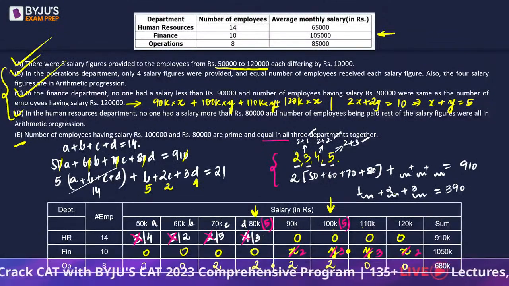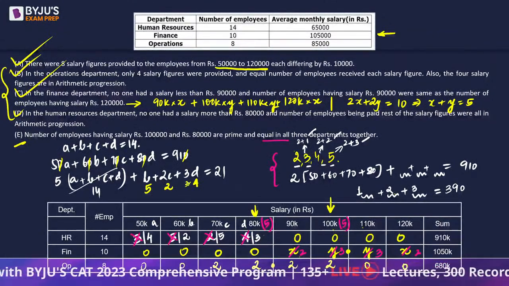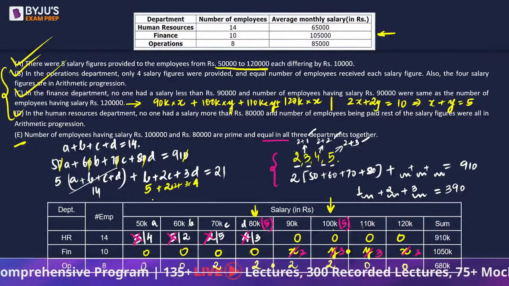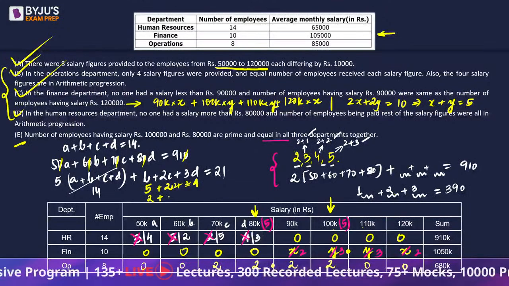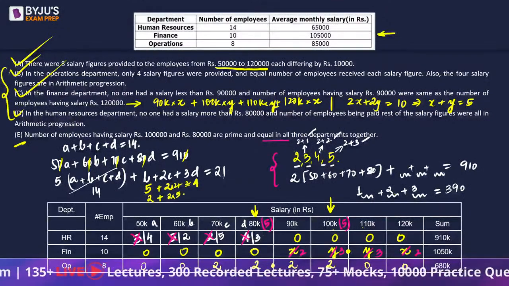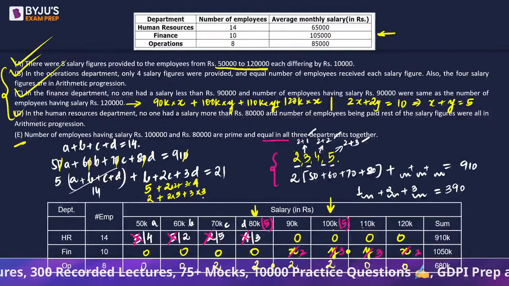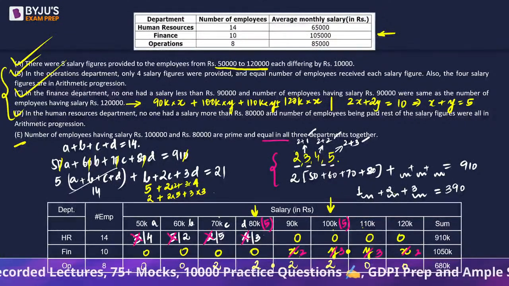ठीक है? 4 into 3 12, plus 2 into 2 4, plus 5 21. The other possibility is B is 2, C is 5 and D is 3. 5 into 2 10, 10 plus 9 19, 19 plus 2 21.